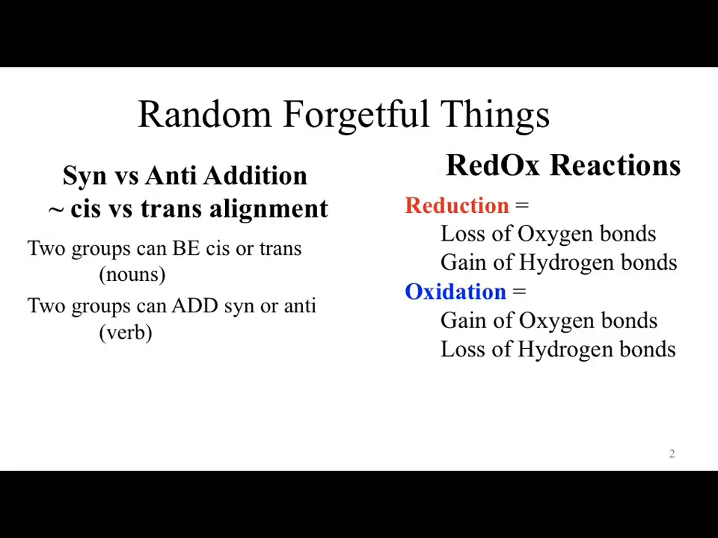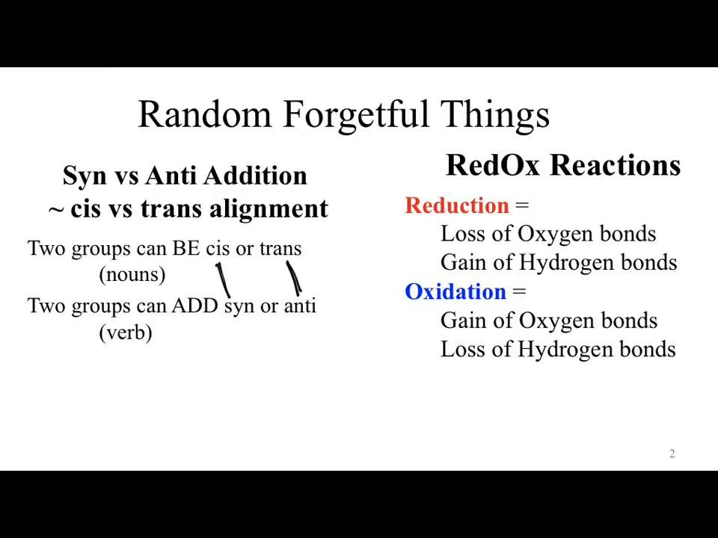So a syn addition corresponds to cis, and the anti corresponds to trans. Okay, so they pair up. We might as well draw on that too. So our cis and syn are similar, and our trans and anti are similar. Depending on the situation, we may have a trans or an anti-addition that doesn't produce trans products. Okay? So it just depends on the different circumstances of what you're trying to do. They effectively are referring to the same general idea, just depends on your results. Okay? The other big thing that I forgot to mention was redox reactions.